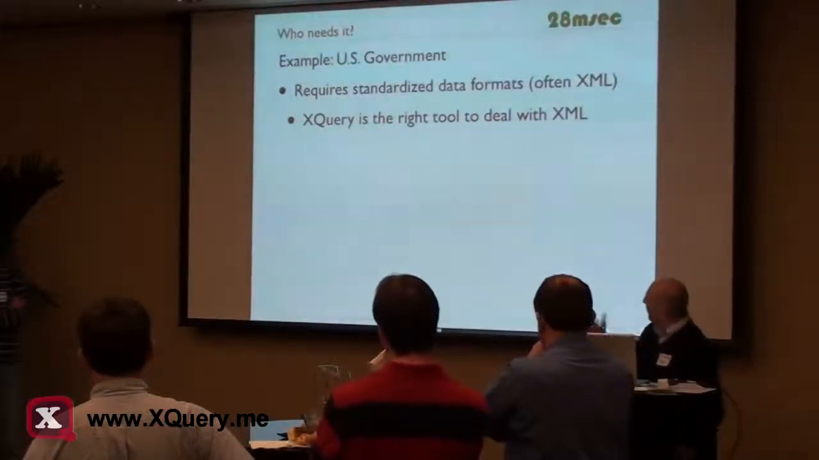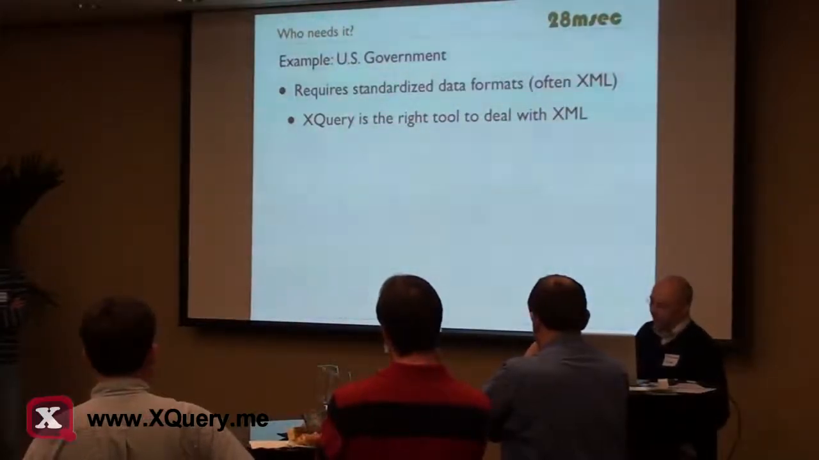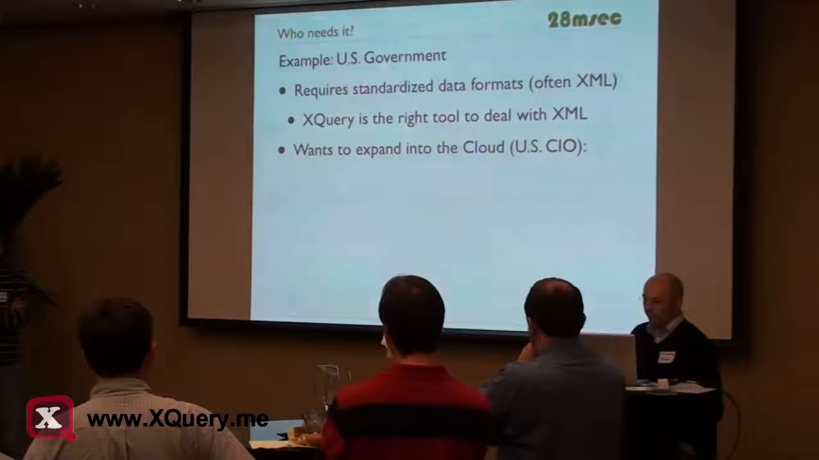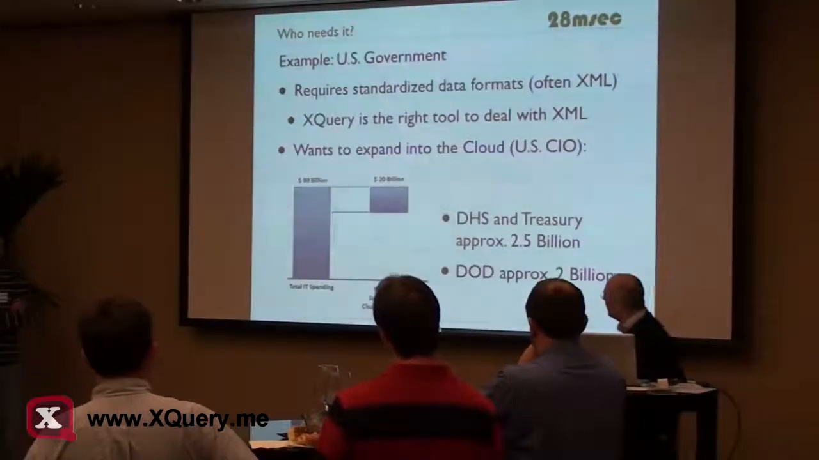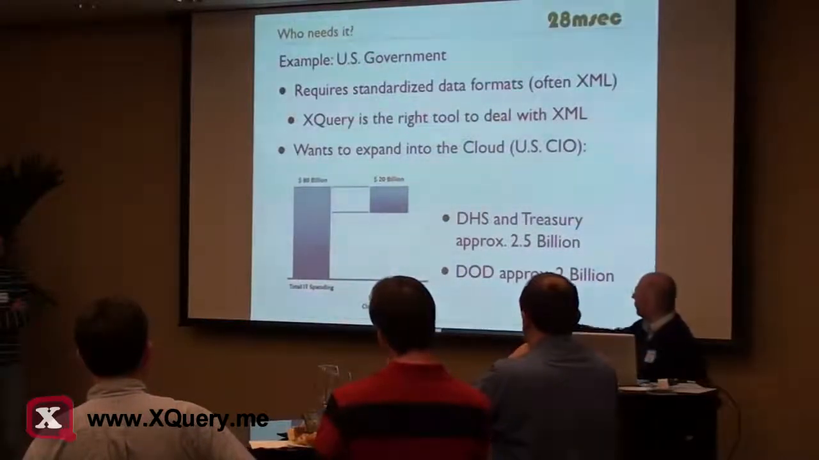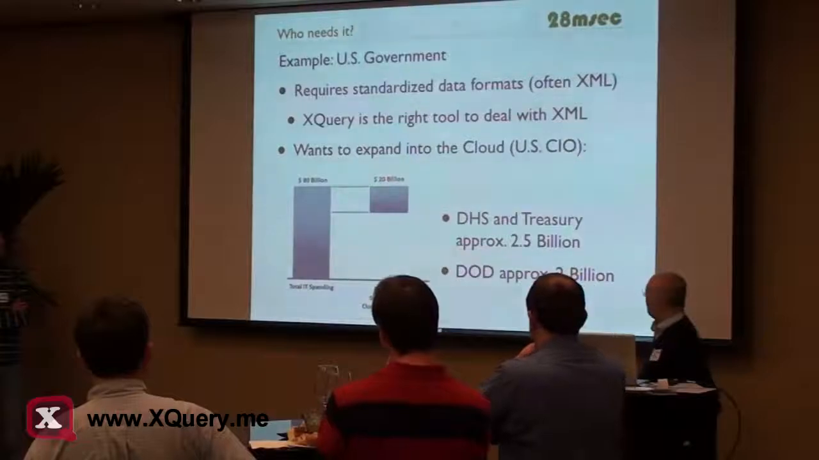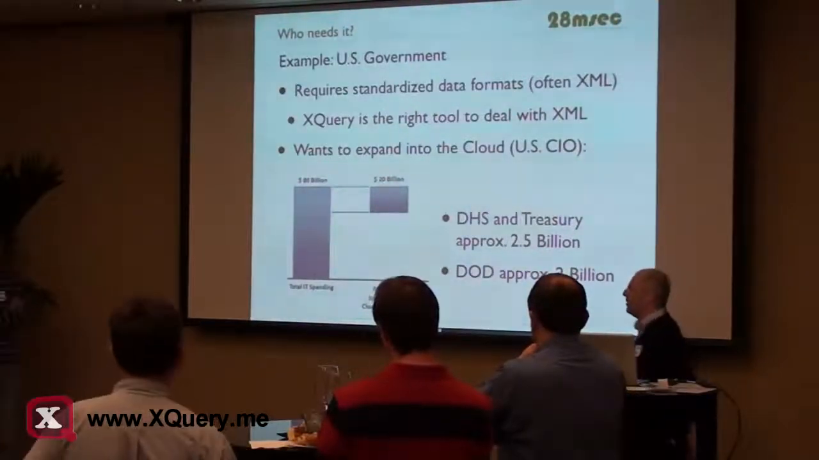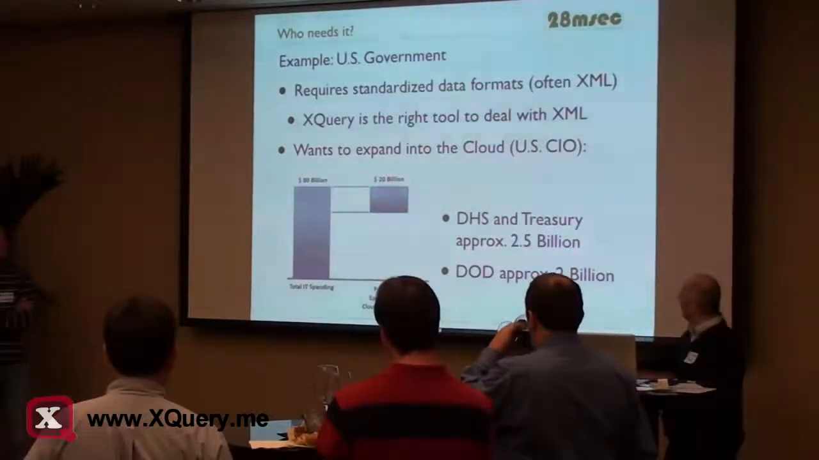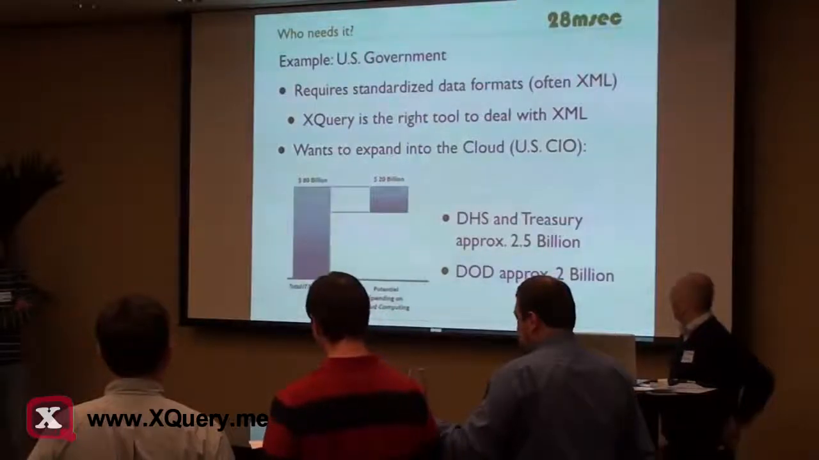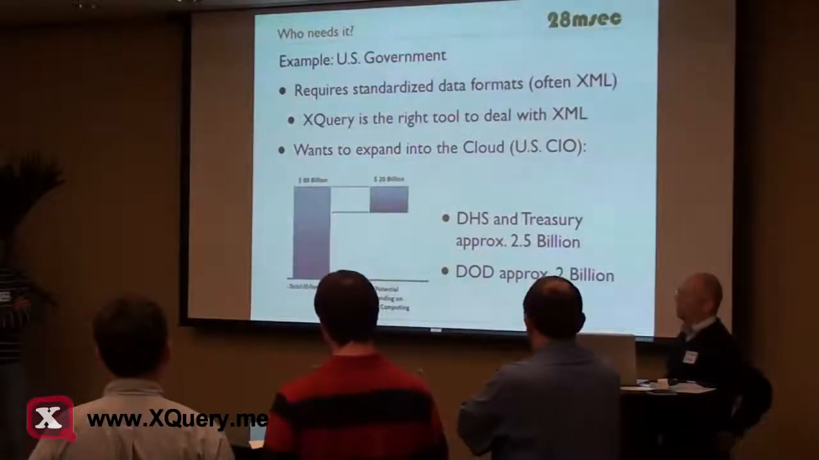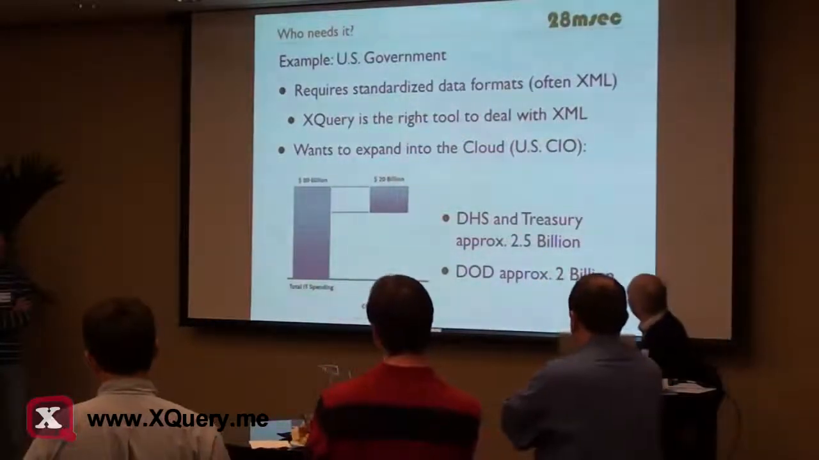The other nice thing about the US government is that it wants to expand into the cloud. The US CIO has published a strategy, and we have only one piece of information from that. Out of the 80 billion in spending that the US government does, he sees the potential for 20 billion in spending on cloud computing. DHS and Treasury are at 2.5 billion each, so they are the top runners, and DoD has approximately 2 billion. Those are big chunks, so they see some potential there. From that, we deduce that there is some potential at the intersection between XQuery and the cloud.